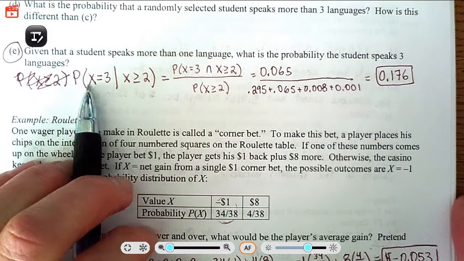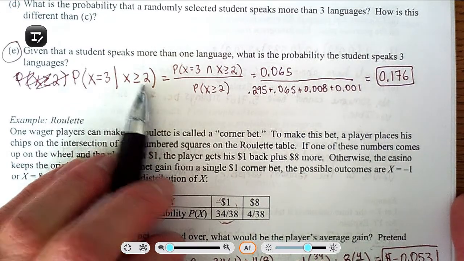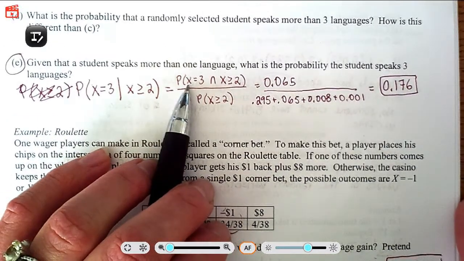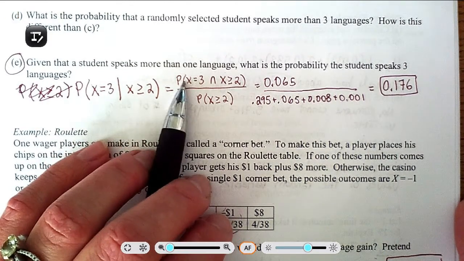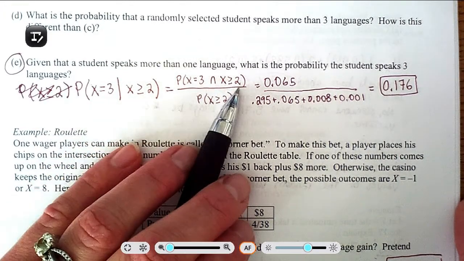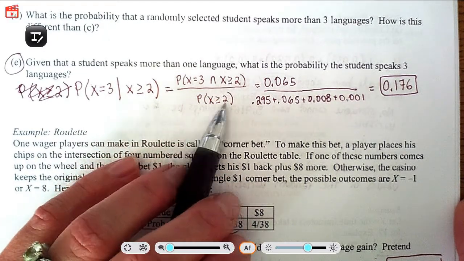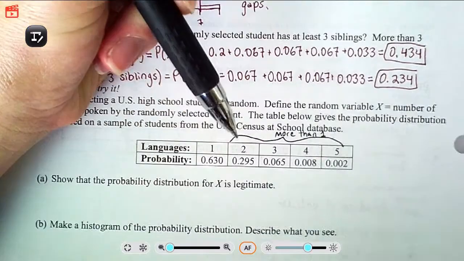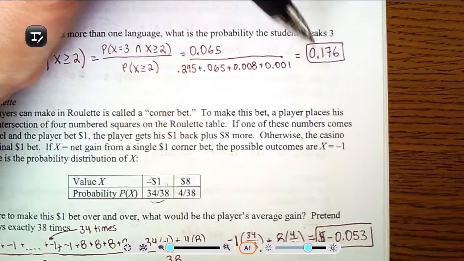So probability that x equals 3, given that x is greater than or equal to 2, or that can read x is greater than 1. So that's a probability of A intersect B over probability of B. So the probability that the person speaks 3 languages and more than 2, well, that's implied, and over the probability of just more than 2. So we would take the goal amount, 0.065, and divide it by the sum of those 4. And that's equal to 0.176.